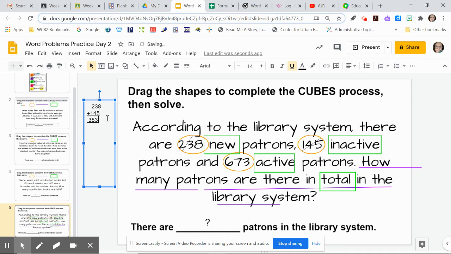Now, oh, I don't want that underline. You guys don't need to do like what I'm doing on the side here. You guys can just do it on a piece of paper. No worries. I'm just doing this to kind of give you a visual. All right, so now I know I had already added these two parts of the library system, but I still need to add this part.